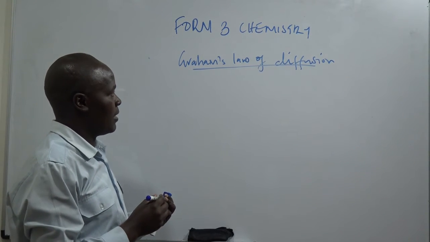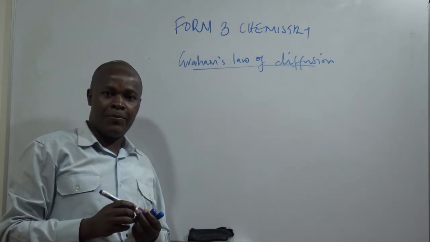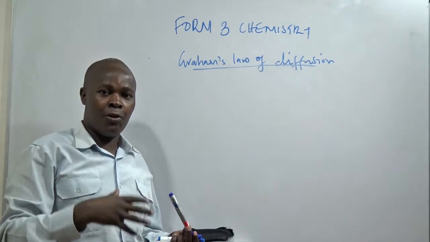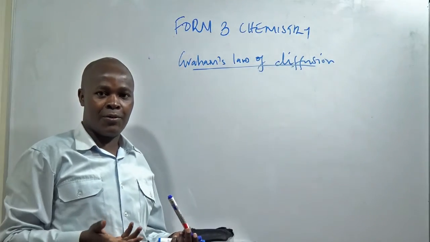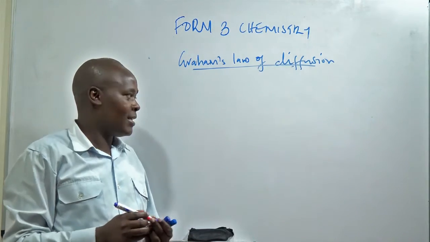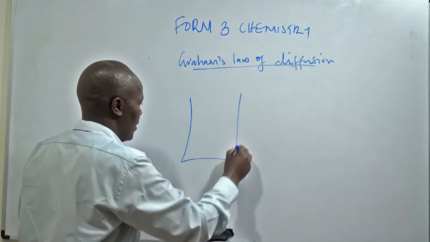in our previous lesson, we were able to define what diffusion is, and we said diffusion is the movement of particles or molecules from a region of high concentration to a region of low concentration. And we used the demonstration of potassium permanganate placed in water. You can just revisit this. We have it here.